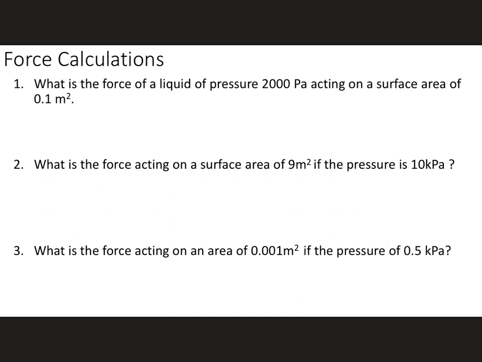So the first question here, again, let's go through the same process that we always do. So pressure is 2,000 pascals. I'm just going to put it up here for room, so 2,000 Pa. And my area in this case, for this question here, is the surface area is 0.1 meters squared. You can see that here. So my A equals 0.1 meters squared.